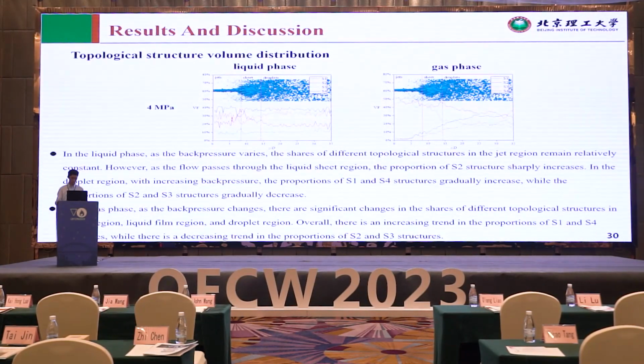During the gas phase, as the back pressure changes, there is a significant change in the share of different topological structures in the jet region and droplet region. While there is a decreasing trend in the proportion of S2 and S3 structures, there is an increasing trend in the proportion of S1 and S4 structures.